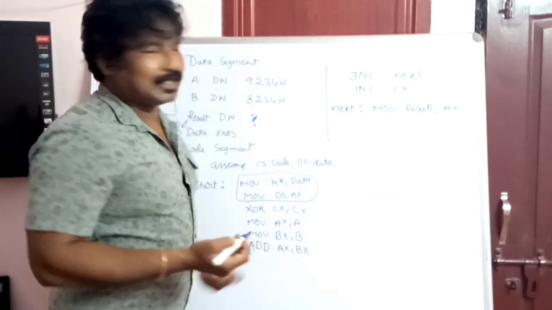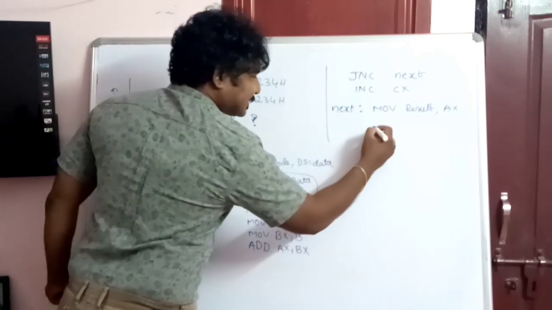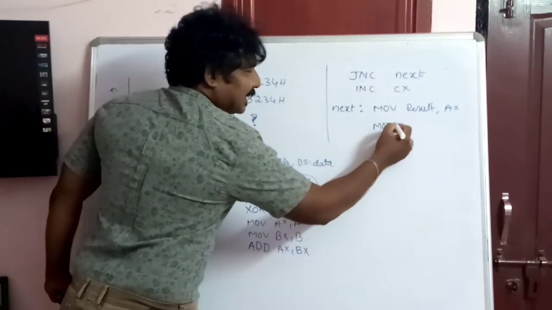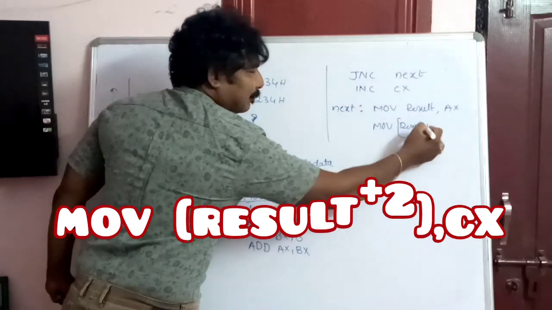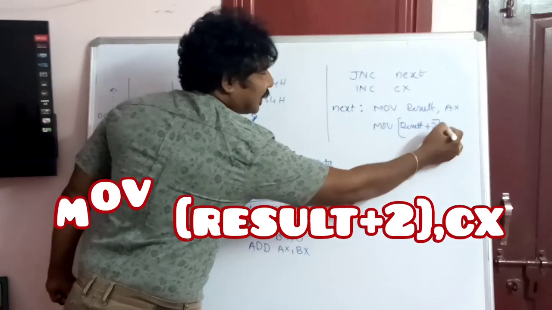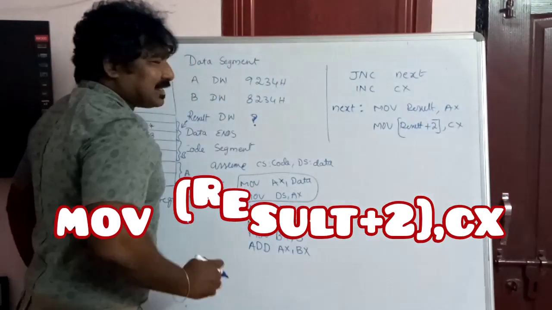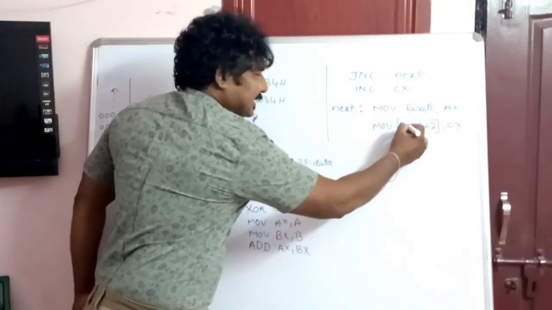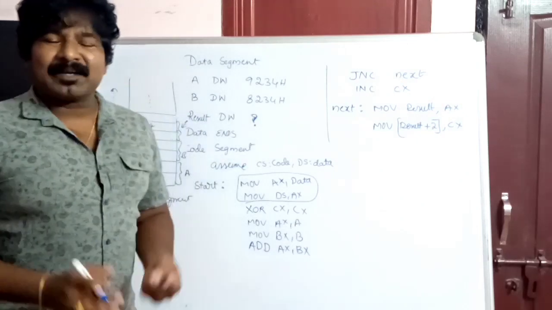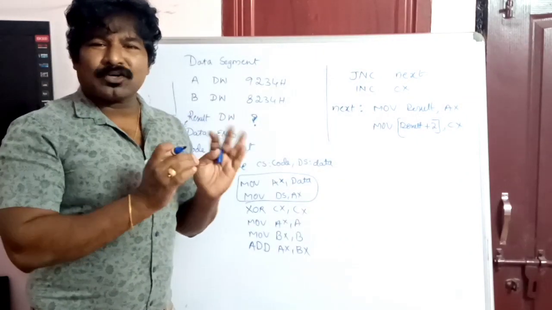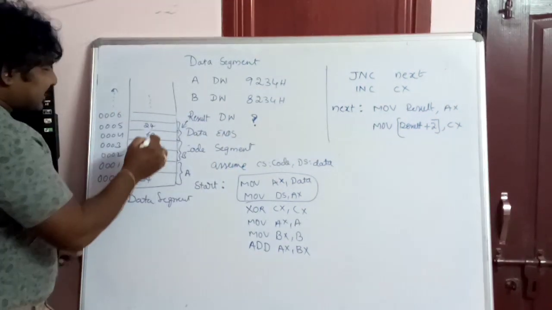How can I do that? For that you simply write MOV in square brackets, result plus 2, comma CX. This is the instruction that we write here, result plus 2. What do I mean by that? That means if there is a memory operand called result, that means result is here.